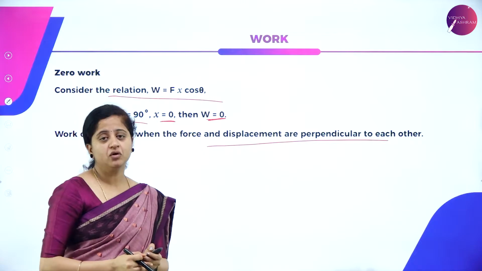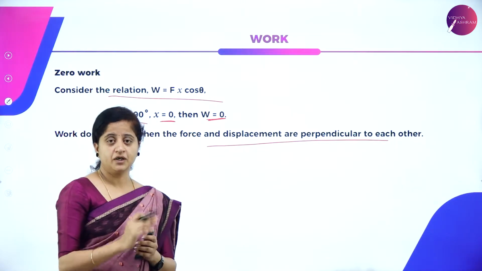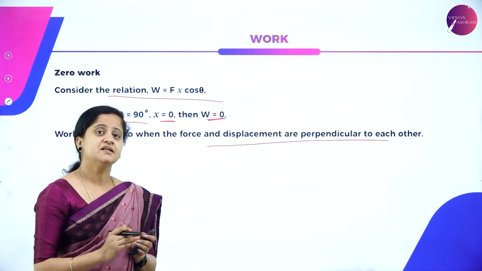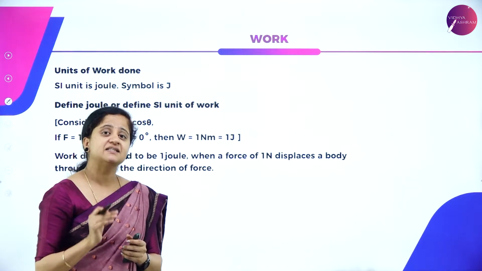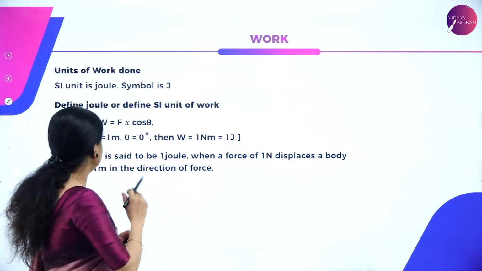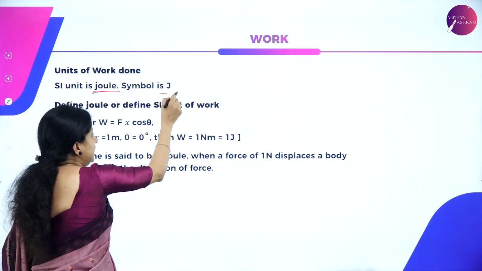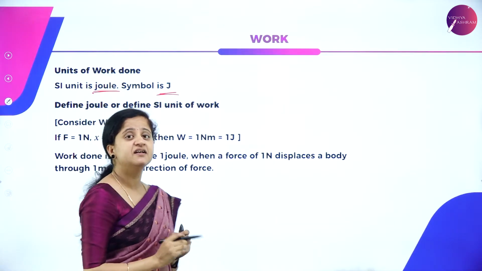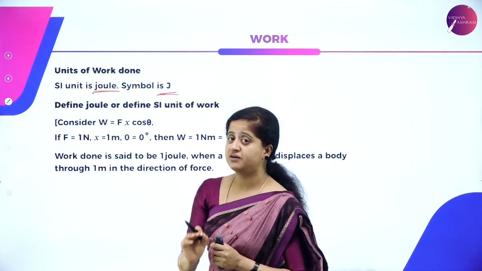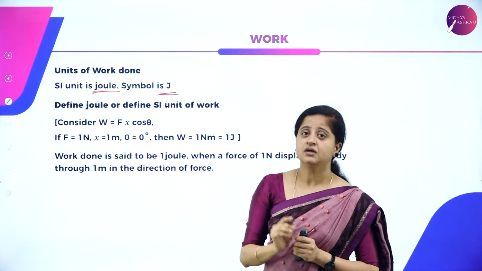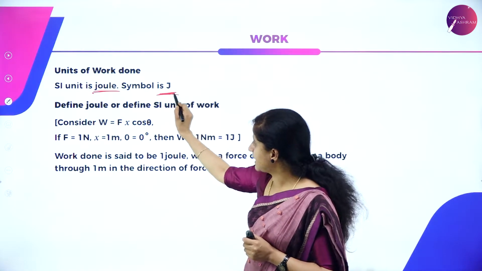So now we came to know about what is work done and what are the natures of work done. Let us now write the SI unit of work done. The SI unit of work done is joule and symbolically it is represented by the letter J. Remember, the SI unit of work done is joule, symbolically represented as capital J.